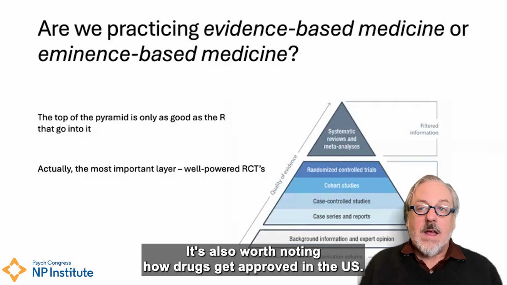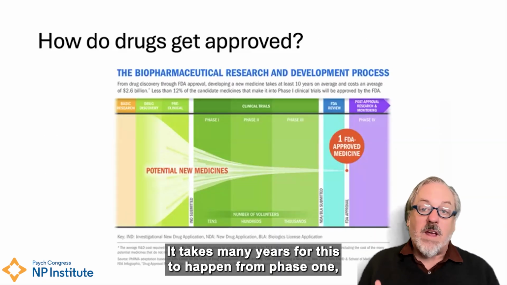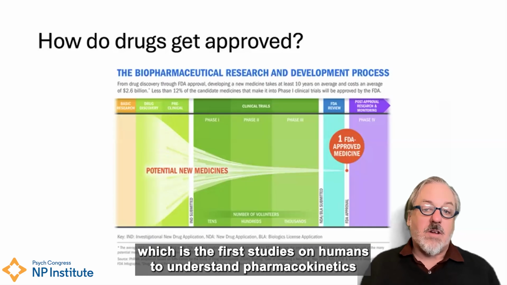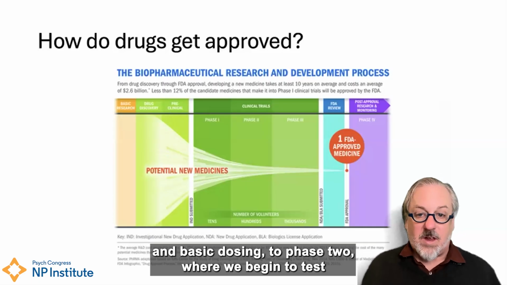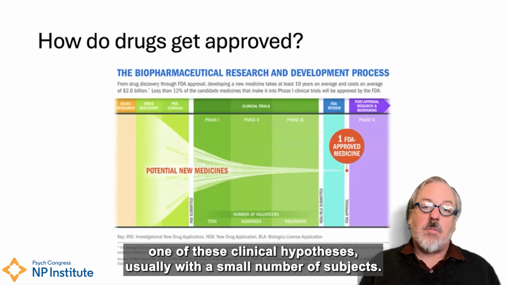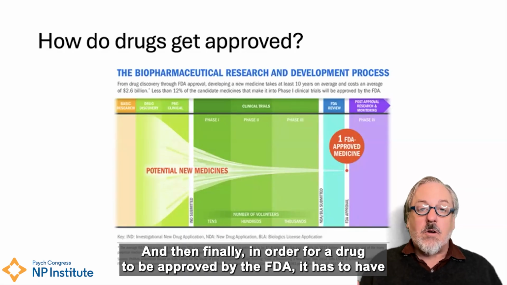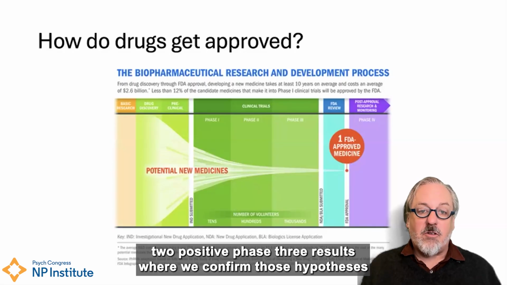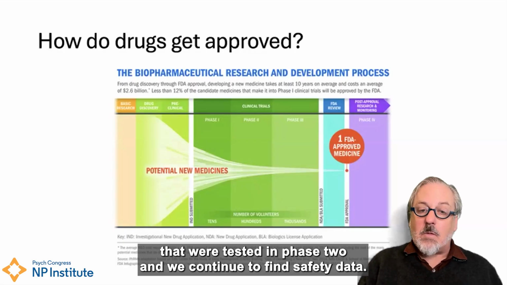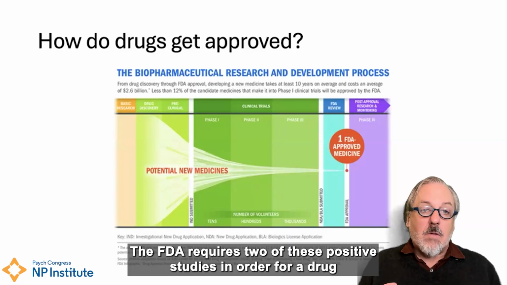It's also worth noting how drugs get approved in the U.S. It takes many years for this to happen, from phase 1, which is the first studies on humans to understand pharmacokinetics and basic dosing, to phase 2, where we begin to test one of these clinical hypotheses, usually with a small number of subjects. We also begin to collect safety data. And then finally, in order for a drug to be approved by the FDA, it has to have 2 positive phase 3 results, where we confirm those hypotheses that were tested in phase 2, and we continue to find safety data. The FDA requires 2 of these positive studies in order for a drug to be approved.